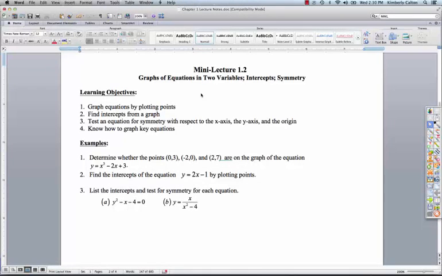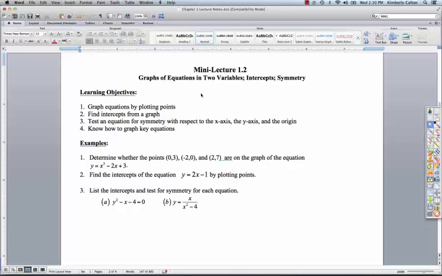These are the notes for section 1.2. There are several learning objectives for this section. The first is to graph equations by plotting points. Second is to find intercepts from a graph. Third is to test an equation for symmetry with respect to the x-axis, y-axis, and origin. And lastly, we need to know how to graph key equations.